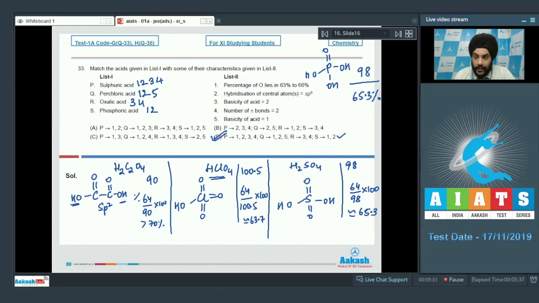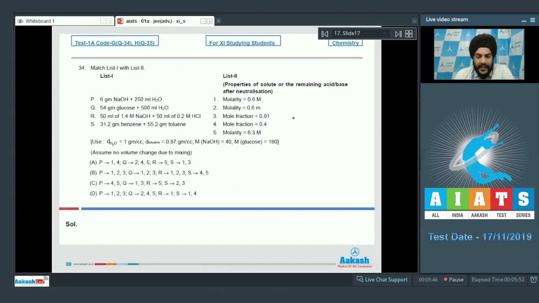Okay. Let us look at the next question now. Let us look at question number 34. So match list 1 with list 2. List 1 contains some mixtures, while list 2 contains the properties of solute or the remaining acid base after neutralization. Okay. So if we talk about option P now, we have 6 gram NaOH present in 250 ml of H2O. Students, we can extrapolate it to 1 liter.